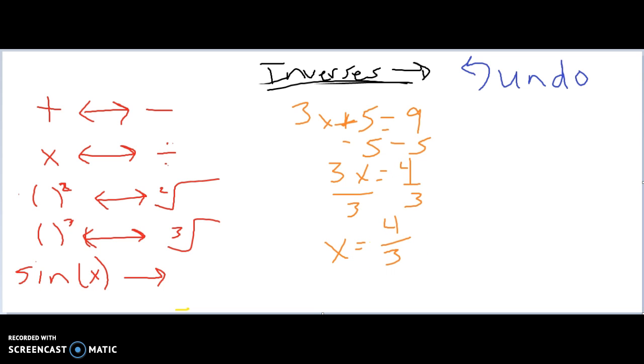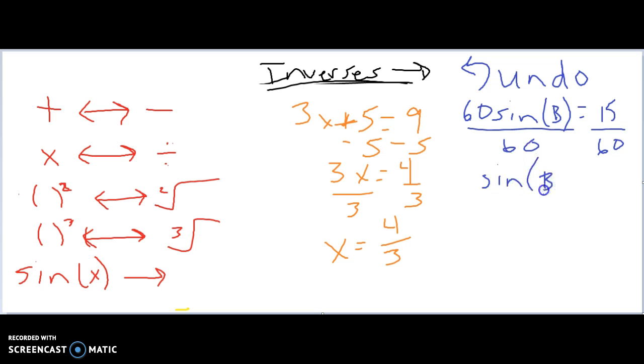But now let's get a little bit trickier and do it with sine. So let's say we had 60 sine angle B equals 15. Well, first we need to divide by 60, because we can't deal with that B until we get rid of the sine, and we can't deal with the sine until we get rid of the 60. Now we have sine of angle B equals 15 over 60, which if you factor out 15 on both the top and the bottom, you end up with 1/4.